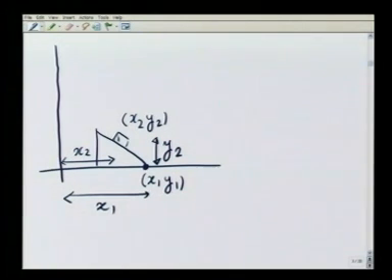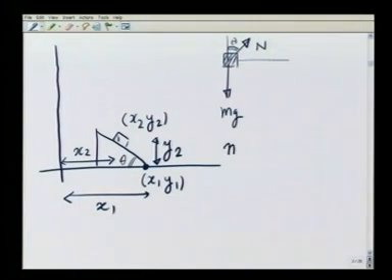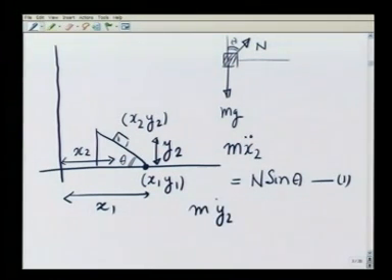is y2. Looking at the free body diagram, where mass small m has a normal reaction like this, the angle is theta, and a force mg pulling it down. If this angle is theta, this angle is going to be theta, and therefore I'm going to have the equation of motion as m x2 double dot is equal to n sine theta. That's it. And similarly, for the y coordinate, I'm going to have, this is my equation number 1, m y2 double dot is equal to n cosine of theta minus mg. That's my equation number 2.